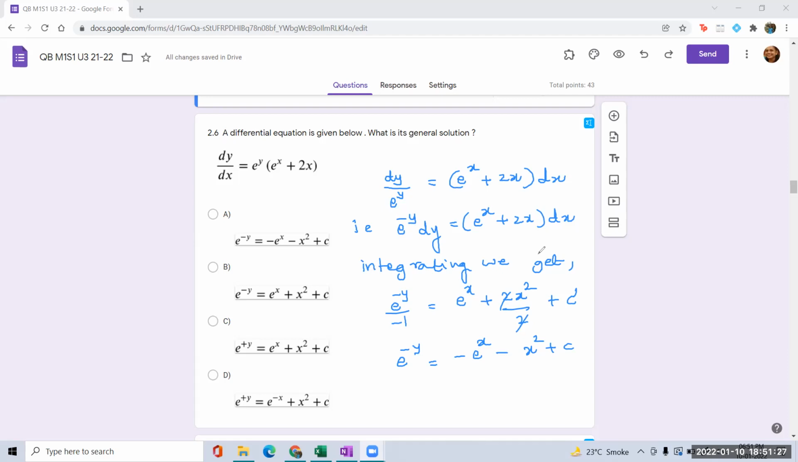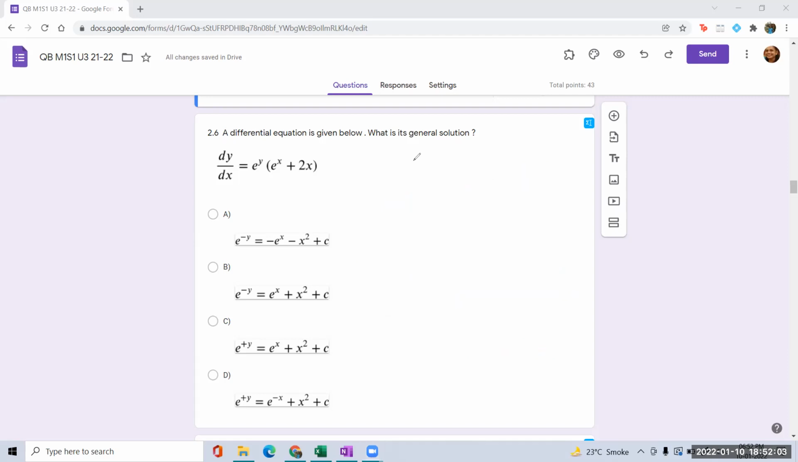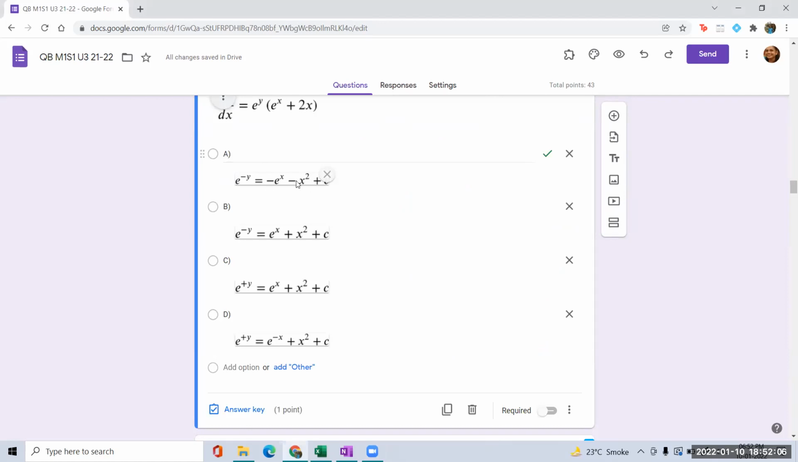And then after simple integration, I get e raised to minus y upon minus 1 is equal to e raised to x, whose integration is e raised to x, plus 2x whose integration is 2x square upon 2, and then you have a constant c dash. Adjusting this minus 1, that is multiplying it on the right-hand side, you get e raised to minus y on the left hand side, and minus e raised to x minus x square minus c dash, which I treat as c. And this answer matches with the very first answer. So the correct answer for this question is A.